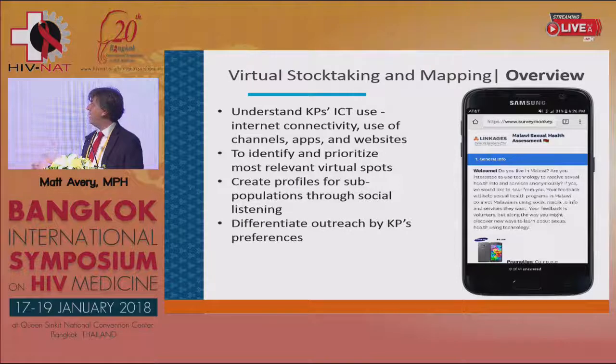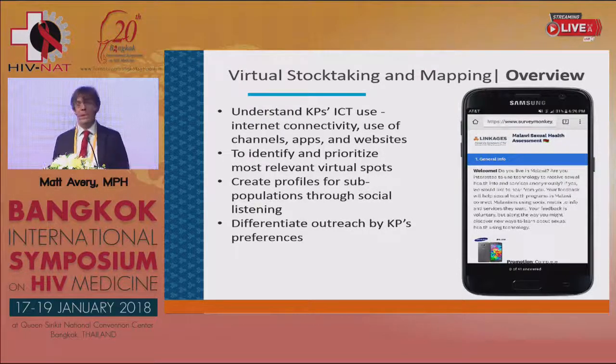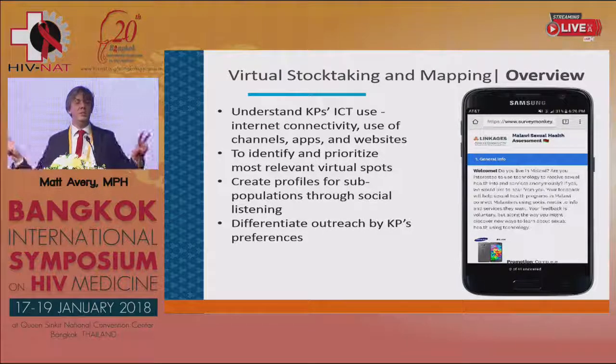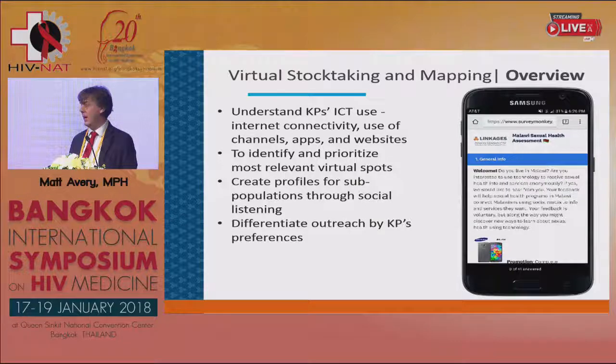So the Linkages project has developed a whole raft of tools, and these are used for a process that we refer to as virtual stock taking and mapping. And the idea here is gathering data to better understand how members of our key populations use information and communications technology, meaning what's the level of internet connectivity, what are the channels, apps, websites, essentially what are the virtual venues that members of these target populations use that we can also target as a means of reaching out to these populations.